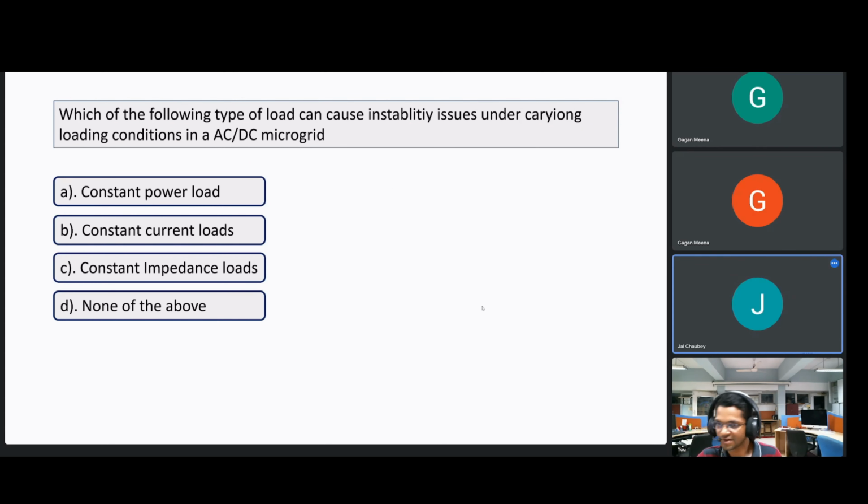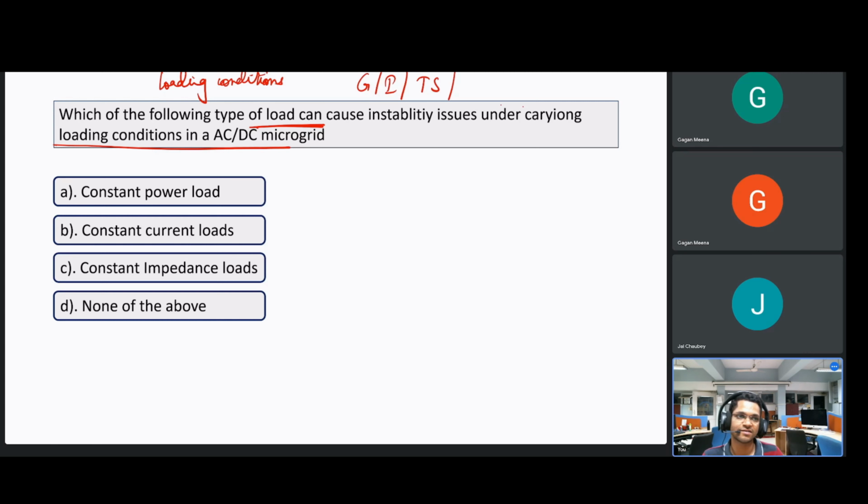This also we discussed at the end, the impact of loading conditions. There are two modes, grid connected and islanded, then there is the transition mode, and there are some problems due to loading conditions. So this is a question on that. Which of the following types of loads can cause instability issues under loading conditions?